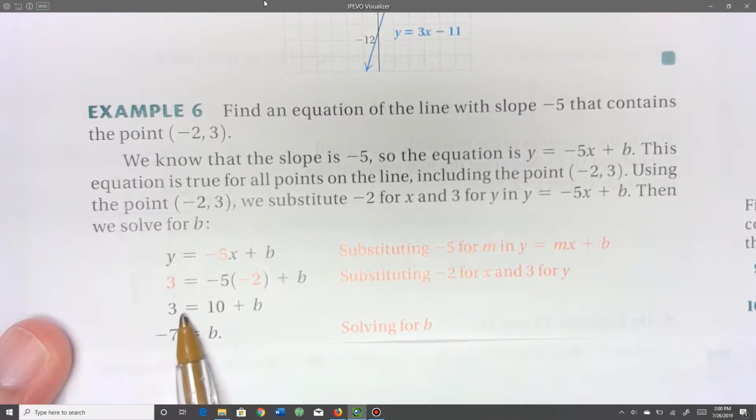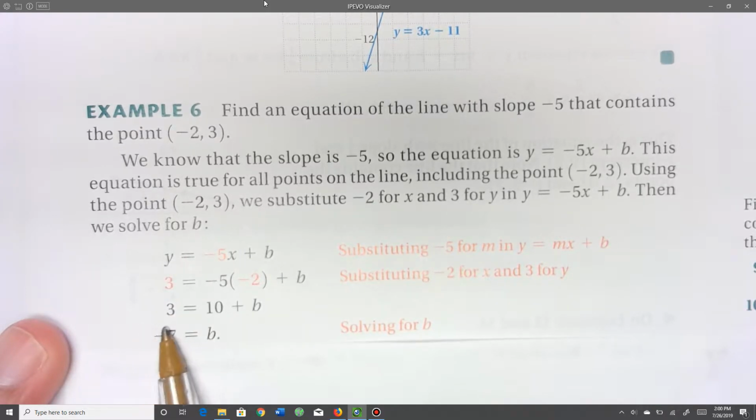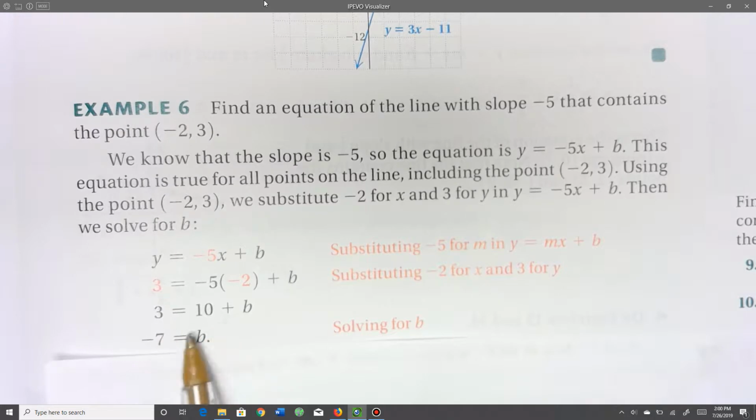3 minus 10, well, that's a subtraction. 10 minus 3 is 7, and you keep the sign of the largest value, which is negative 10. So you rewrite the negative sign there. Negative 7 equals b, and that is your y-intercept.